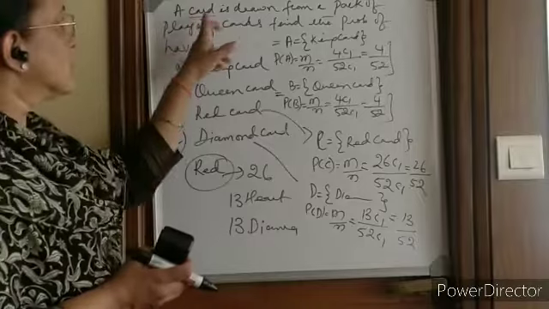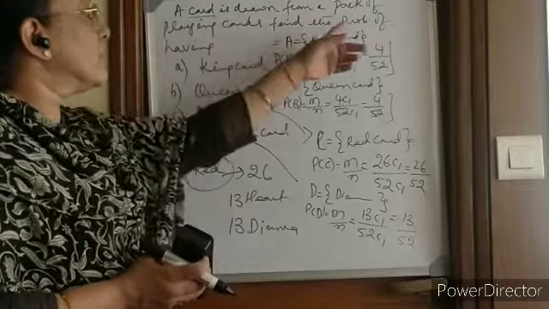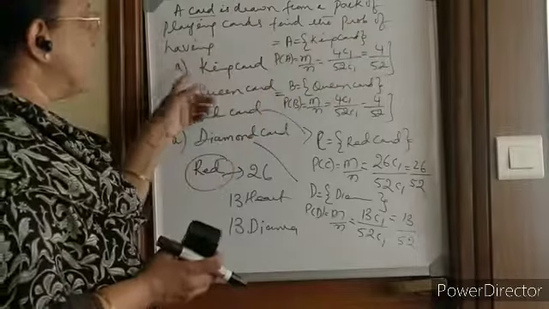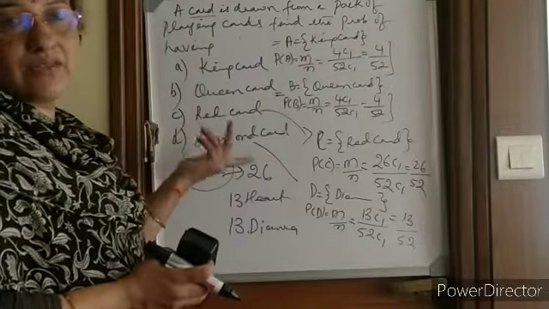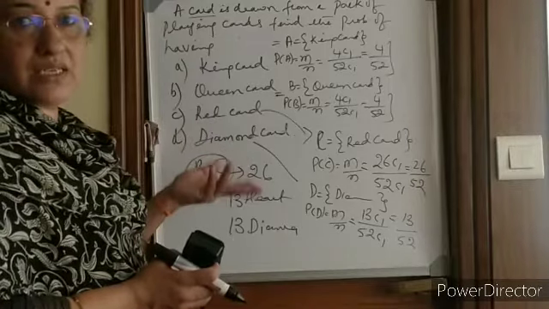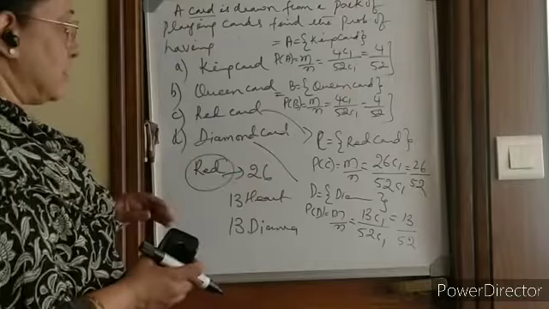Suppose there are 2 cards now. If 2 cards are drawn, you can have the same way. 2 cards are drawn from a pack of playing cards. Find the probability of having 2 king cards, or you can say 1 king card and 1 queen card, or 2 red cards, or 1 red card and 1 black card. Like that, okay.